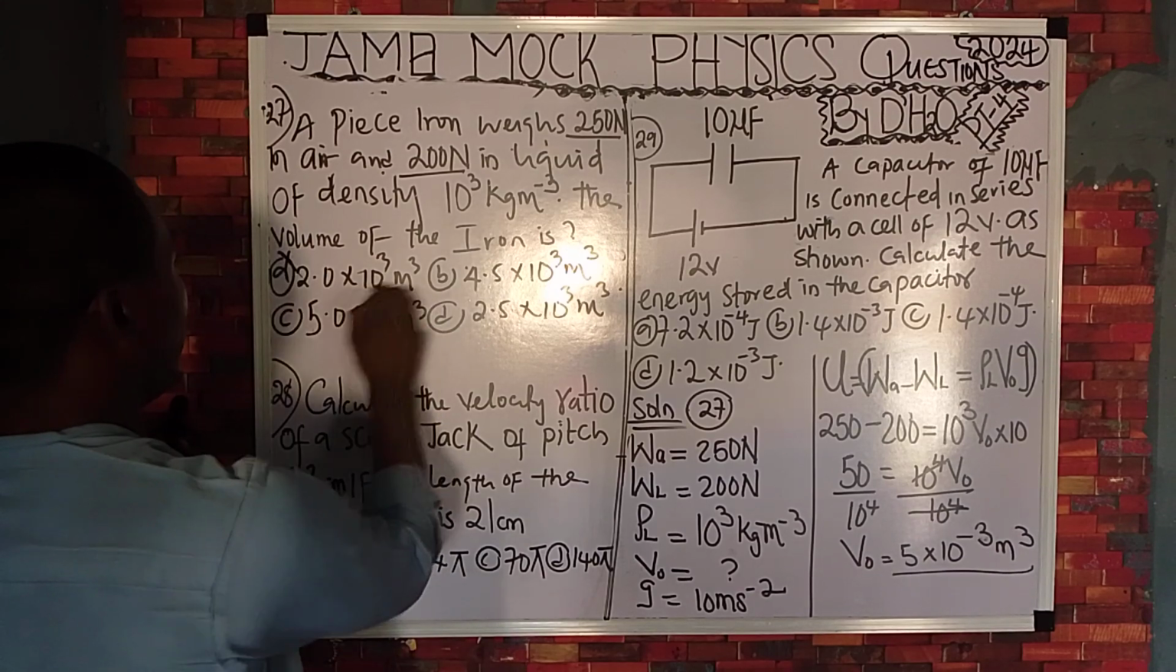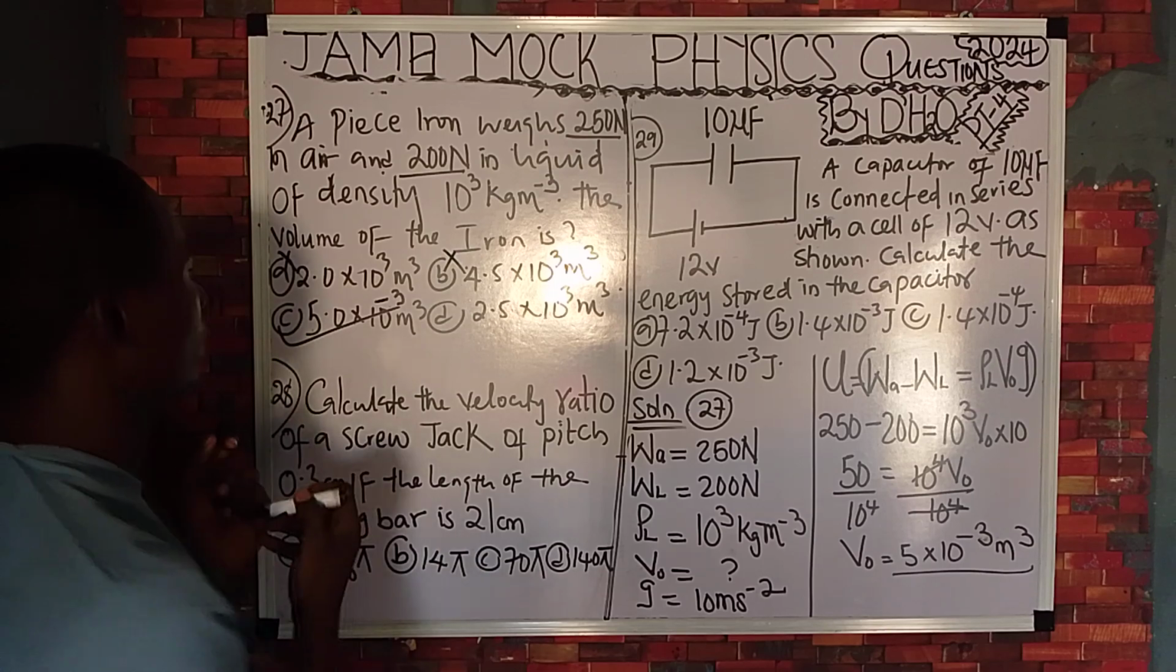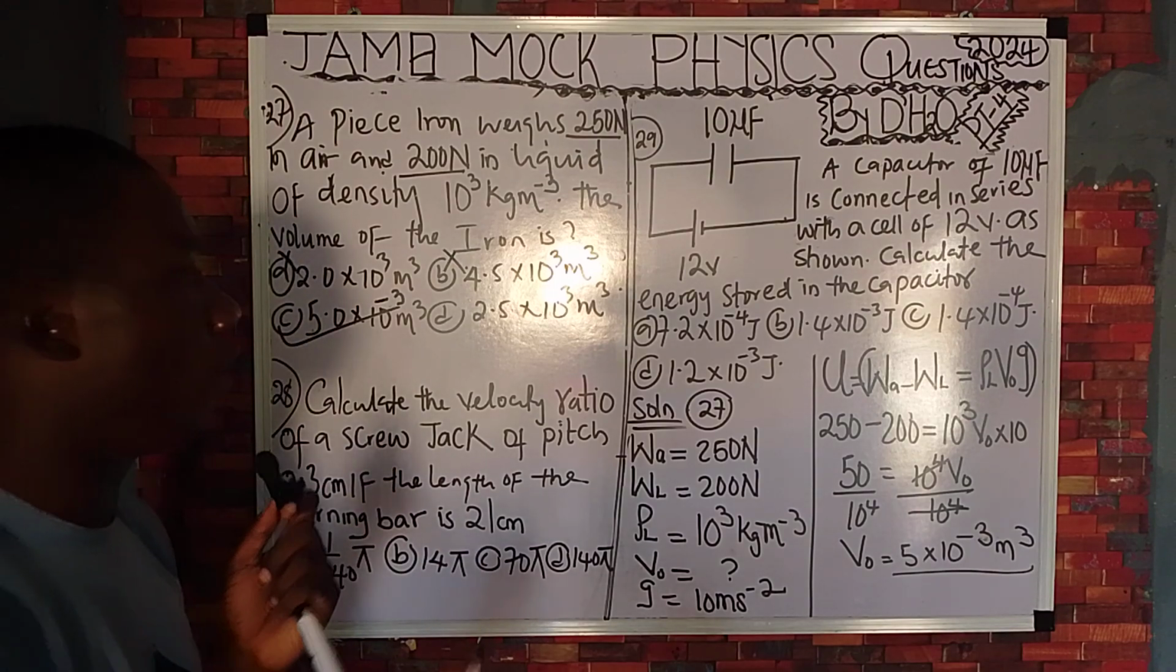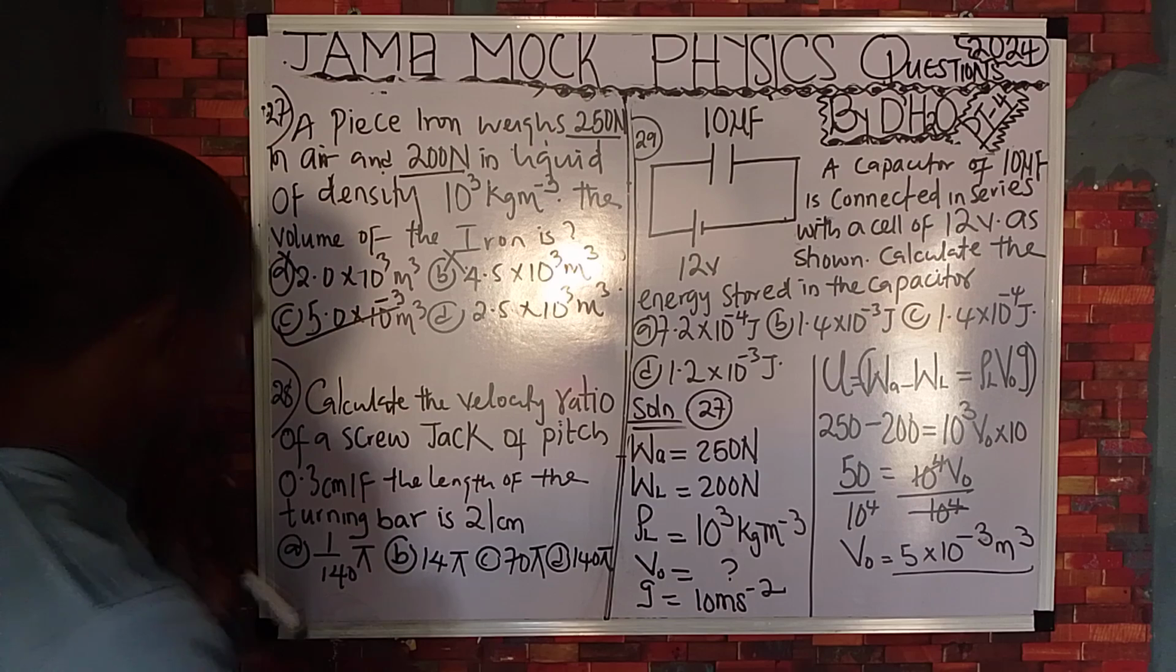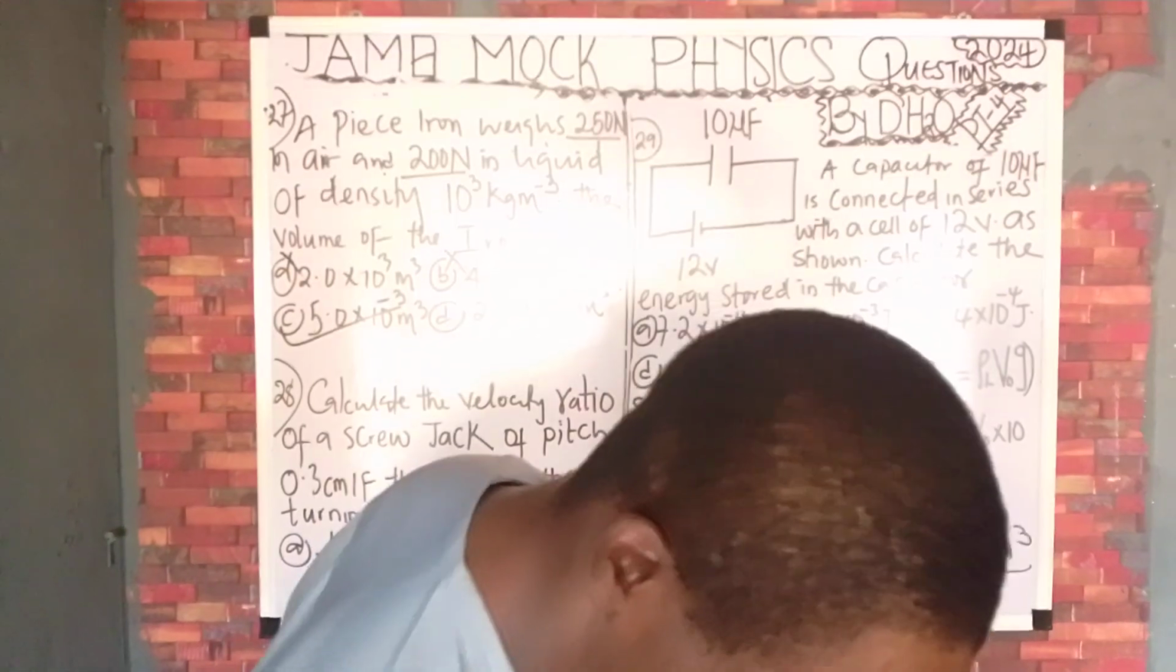The answer is not A, it's not B. The answer is what? C. 5 times 10 raised to the power of minus 3. Let's take question number 28, class.